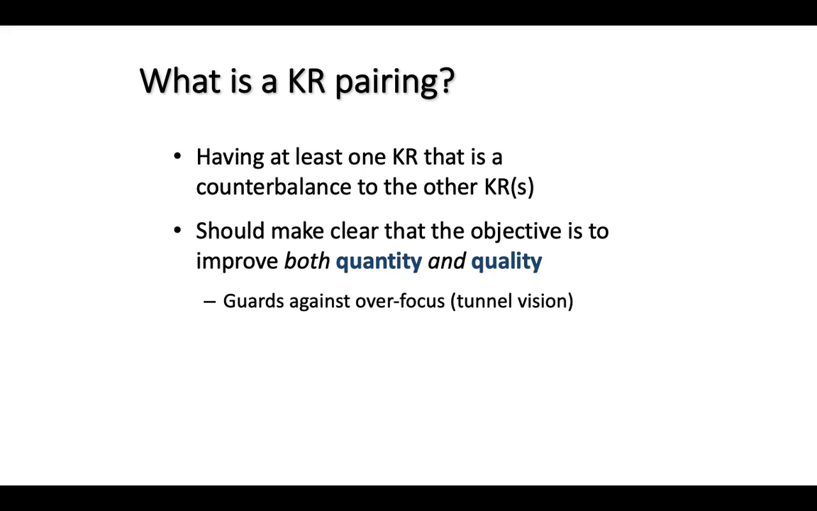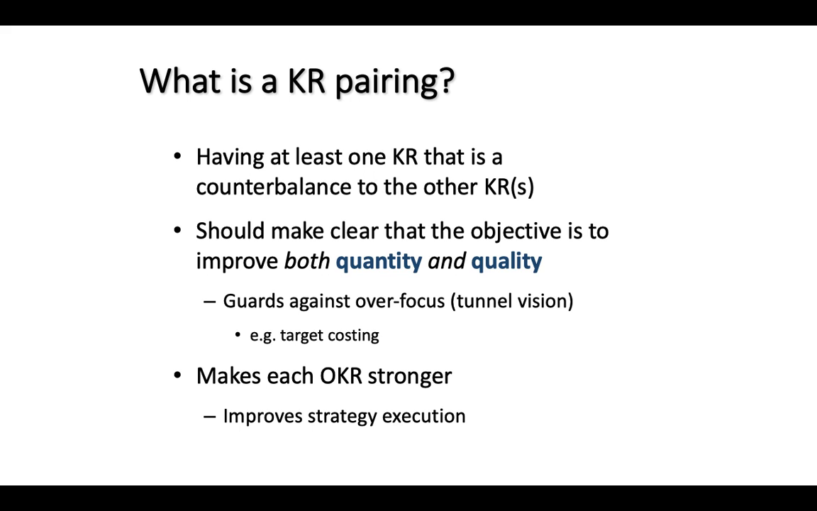Paired KRs will help guard against an overfocus on one specific area, which is usually to the detriment of overall customer value. A good example here is the concept of target costing, where the production department is told what they need to produce and they're also told how much they can spend doing it. When producers constantly trim costs here and cut corners there, quality almost always suffers as a result. We know that. I'm going to show you how KR pairings can be very useful in curbing this. Paired KRs make each OKR stronger, which is very beneficial for strategy execution.